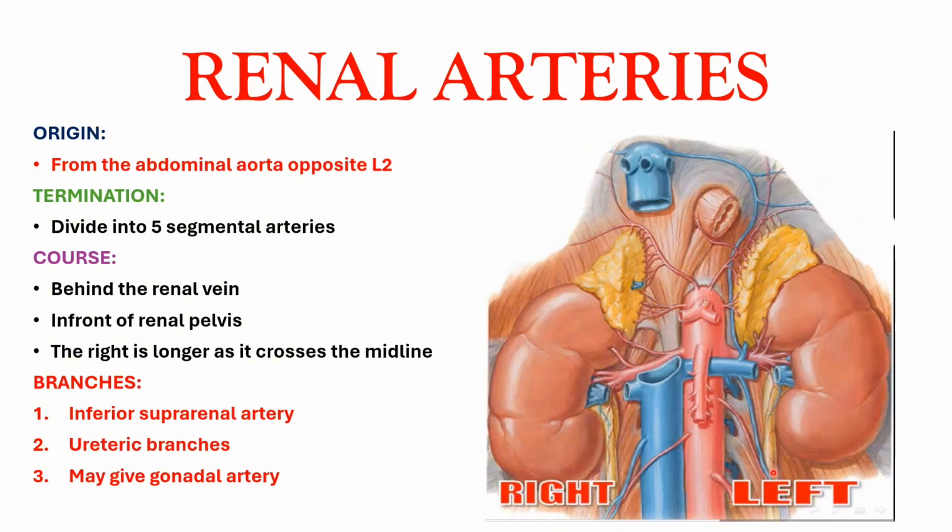Then you can see that the right renal artery is longer than the left, and this is because it crosses the midline. So this is the right renal artery. It looks longer than the left. Then we look at the branches. For the termination, we already said it has 5 segmental arteries.